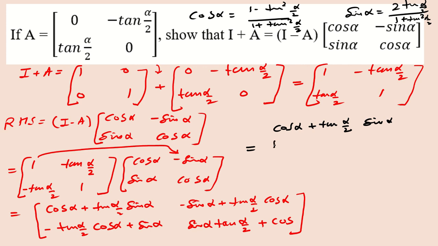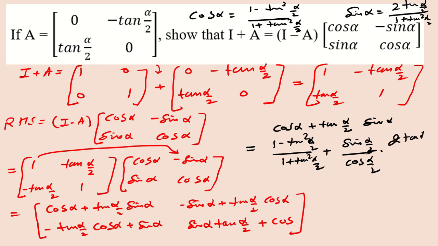Now this is 1 minus tan square alpha by 2 upon 1 plus tan square alpha by 2. And for tan alpha by 2, what you can write? Sine alpha by 2 upon cos alpha by 2. And again, sine alpha can be written as 2 tan alpha by 2 over 1 plus tan square alpha by 2. Okay. So here you see it will be sine upon cos. So I don't think that it is required here. Don't convert it. Okay. So it will be tan alpha by 2.